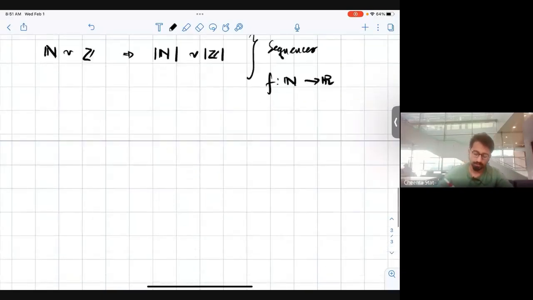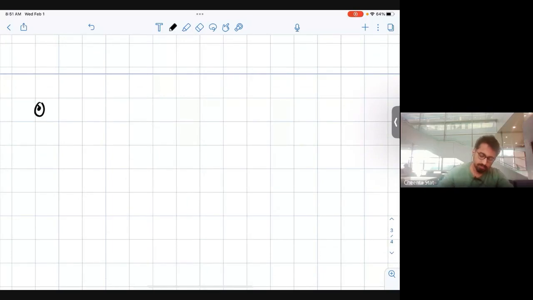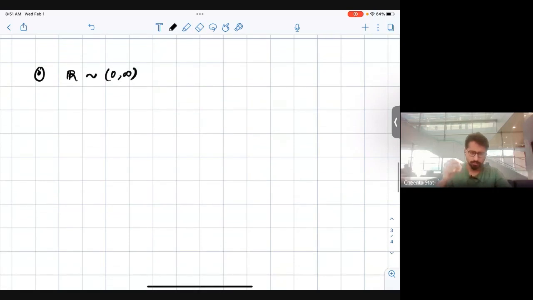So another example is that the entire set of real numbers is bijective to the open interval (0, infinity), the positive numbers. Why? This will be a bit hard for you, but it's simple. Let's take f(x) to define a function from R to (0, infinity), right? Can you tell me a function which takes all real numbers and maps them into positive numbers? Any one function? You know that.